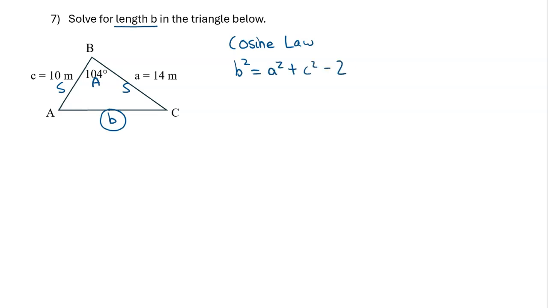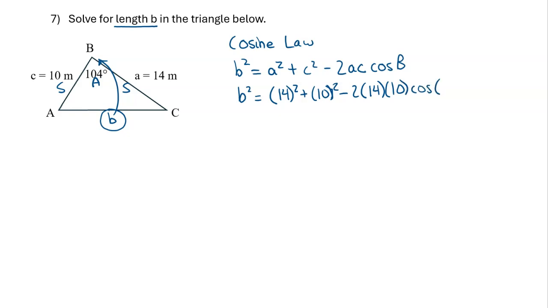Now notice here, because it's side b we don't know, we're writing the cosine law with b squared equals a squared plus c squared, the two sides we do know, minus 2ac times cosine of B. That little b, the length of b, has to correspond with the angle at the very end. And all the other letters are for the other two sides. So what we get is b squared equals 14 squared plus 10 squared minus 2 times 14 times 10 times cosine, and we sub in that angle B, 104 degrees.